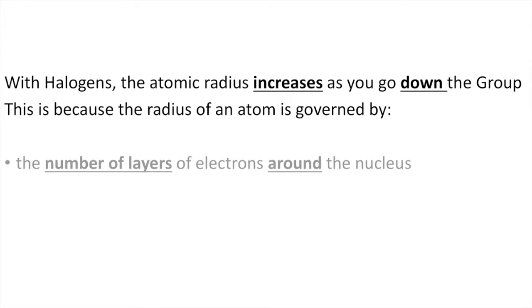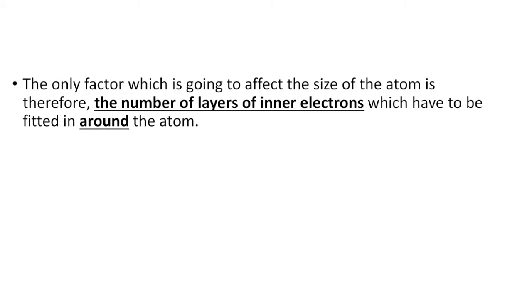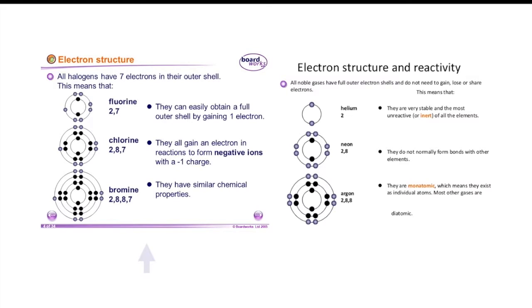This is because the radius of an atom is governed by the number of layers of electrons around the nucleus and the pull that the outer electrons feel from the nucleus. The only factor which is going to affect the size of the atom is therefore the number of layers of inner electrons which have to be fitted in around the atom. Obviously, the more layers of electrons you have, the more space they will take up as electrons repel each other. That means that the atoms are bound to get bigger as you go down the group. Also, as you go down the periodic table, the reactivity of the atom will decrease because of the increasing size of the atoms.